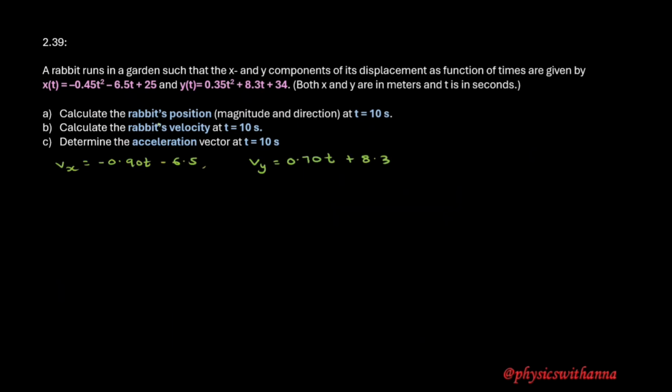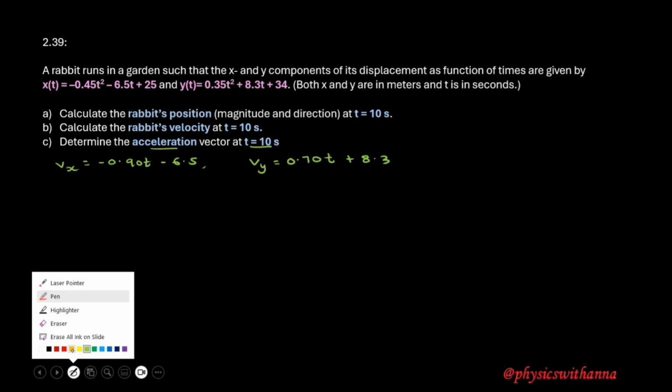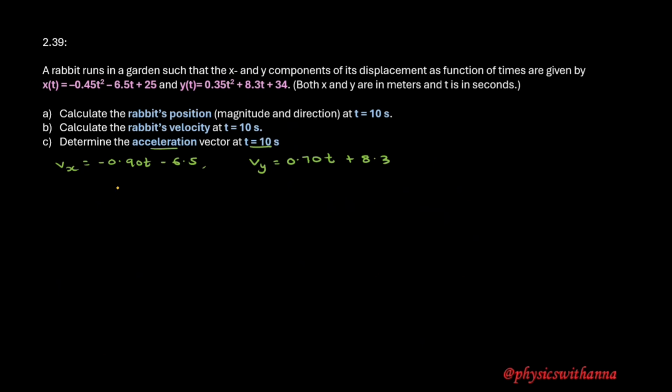In part C, we have to determine the acceleration vector at t equals 10 seconds. Now, if they ask you to find acceleration vector, that means you will find both magnitude and direction. We can find acceleration by taking derivative of the velocity function here. So we will find first ax, ay, and then find its magnitude. So let's find ax.